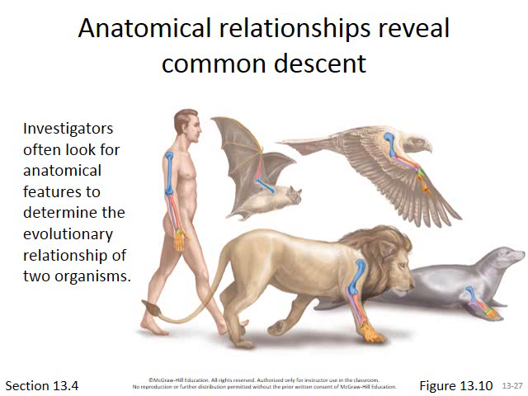So up until now, we've talked a lot about how biologists will compare these body parts of fossils to one another, and figure out relationships between these organisms. Well, now we'll start talking about how that's done. And so, anatomical relationships between organisms can reveal common descent, that they are coming from a single ancestor, from a common ancestor. So investigators will often look at anatomical features to determine the evolutionary relationship between two organisms.